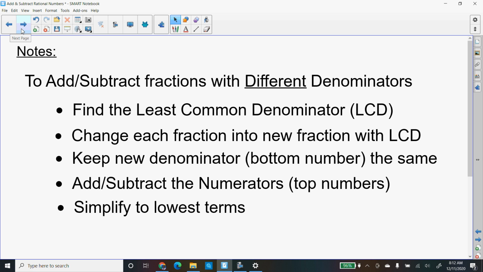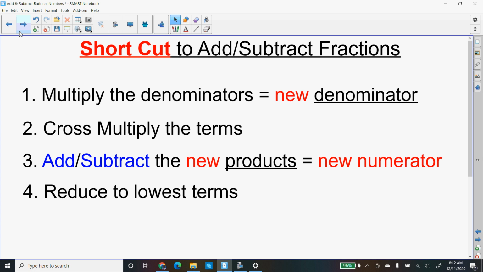I have another process that I like to call my shortcut way to add or subtract fractions. And what I would do is I would multiply the denominators, which is going to give you a new denominator. And a lot of people have heard of that butterfly method where you cross multiply. So I'm going to cross multiply the terms, and then I'm going to get new terms. So with those new terms, I'm going to add and subtract those new products to give me a new numerator. Then I'm going to reduce to the lowest terms if possible.